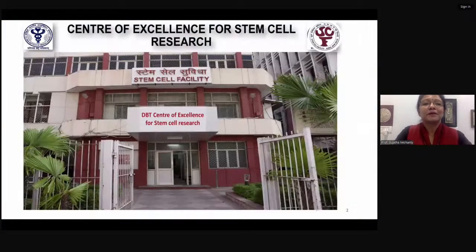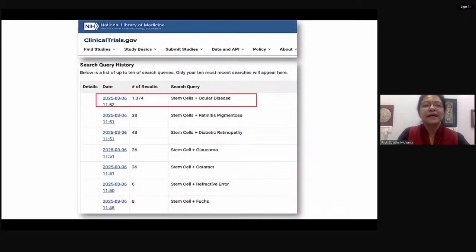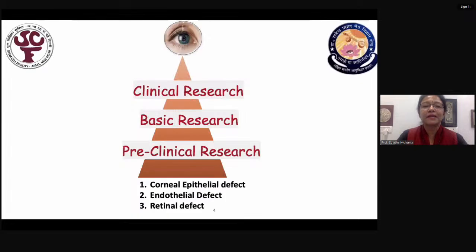So good afternoon, and this is a specialized part of the AIIMS where we do stem cell research along with all my collaborators. If we see clinicaltrial.gov, which shows us the current scenario, there are approximately more than 1,000 clinical trials ongoing in the area of stem cells and ocular disease. Keeping that in mind, we had a very fantastic collaboration with RP Center AIIMS in clinical research, basic research, and preclinical research.